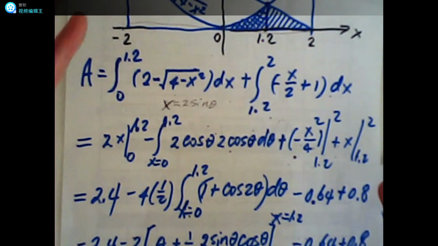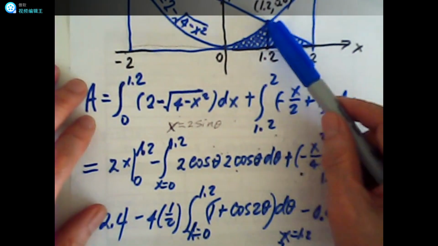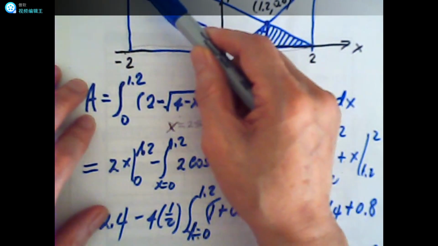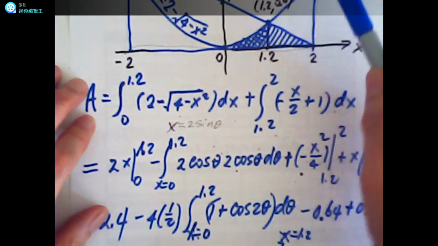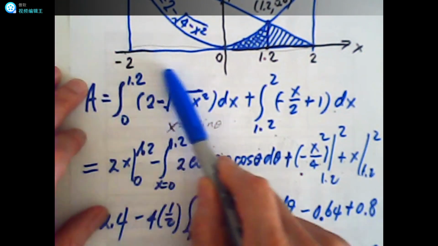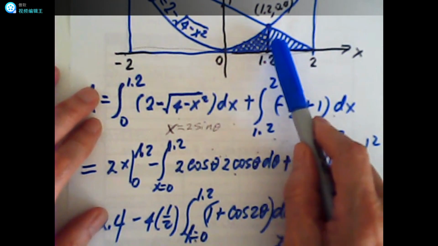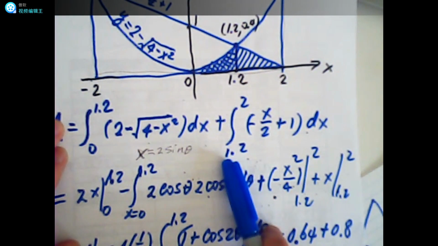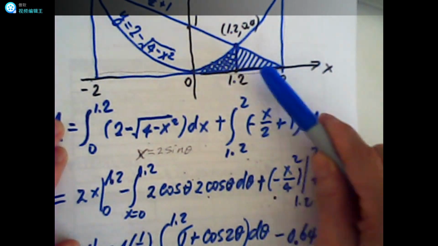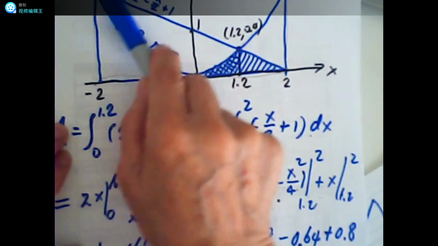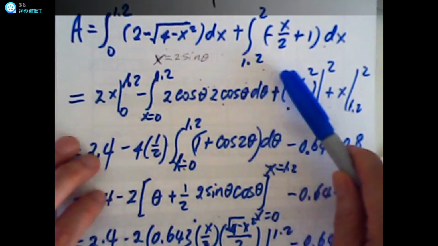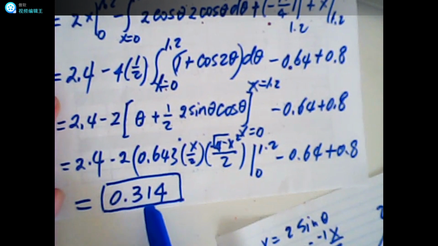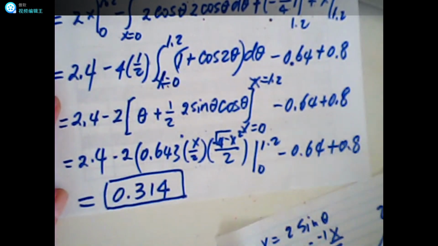Okay. Let me briefly overlay. Okay, this area is this piece which is under this curve from 0 to 1.2. Right, that is the integration, and then plus this piece. This piece is from 1.2 to 2 under this curve. This curve is this function, right? And then you go over all the details. You find the result is 0.314.